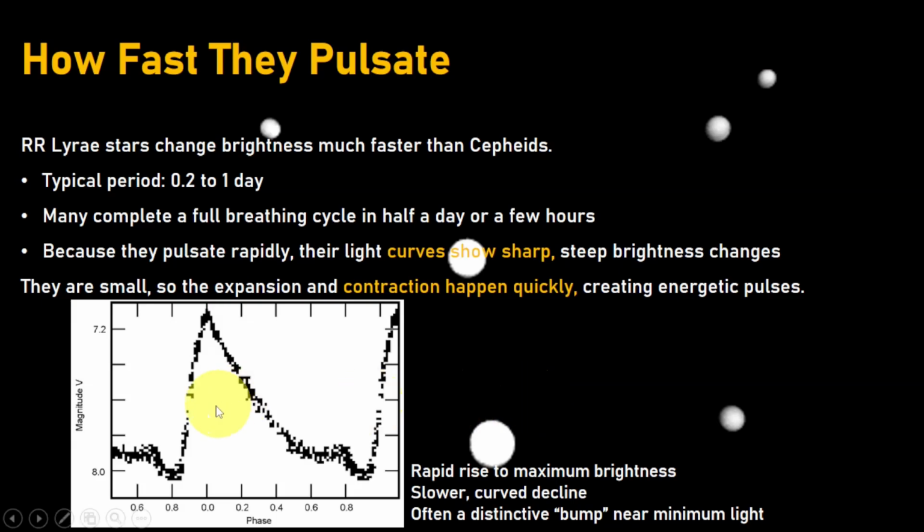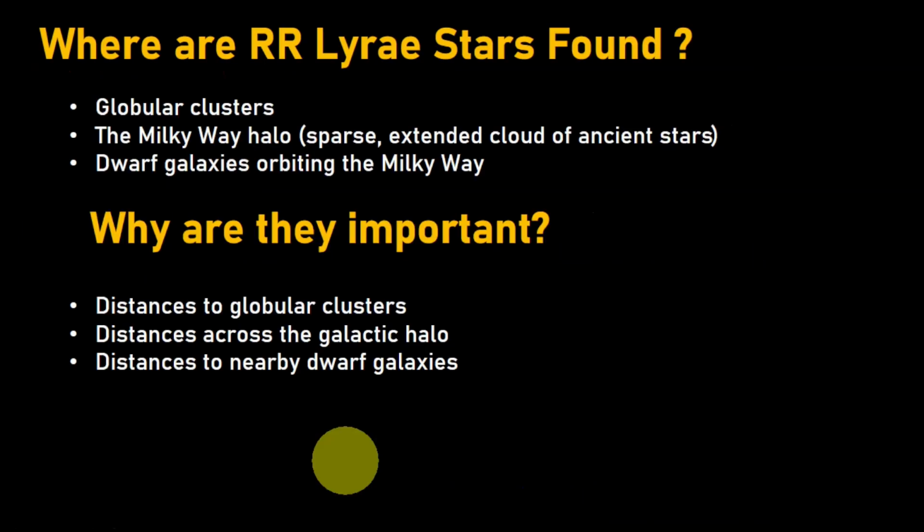So if you look at this light curve, you see that it rises so rapidly to the maximum, but then it slowly declines. Okay, and they usually have a bump in the light curve. This is how we know.